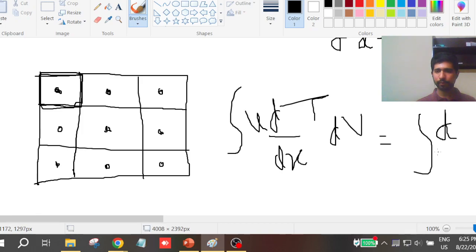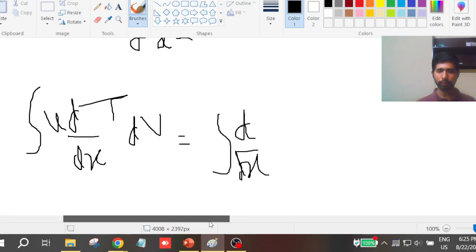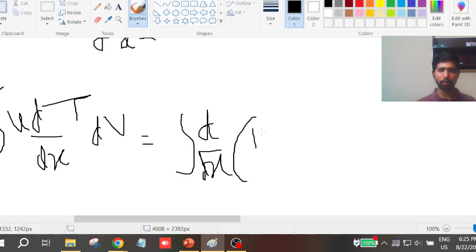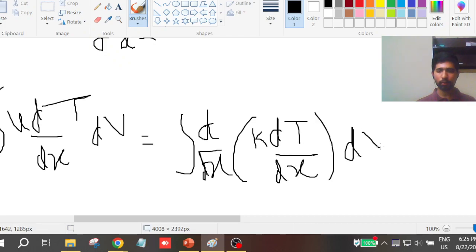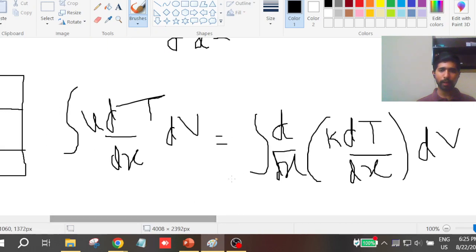actually it is d by dx of k dT by dx, assuming k to be constant, I had removed it out. From your Fourier law you get it like this, k dT by dx, over the control volume. So this is the general equation. I think you might not have seen this equation in your weekly content, but this is how we derive it actually.